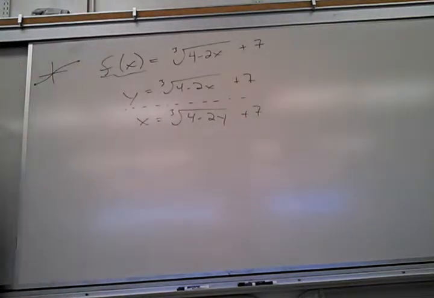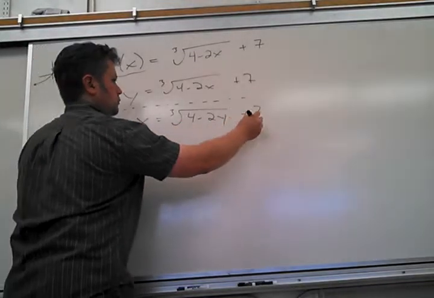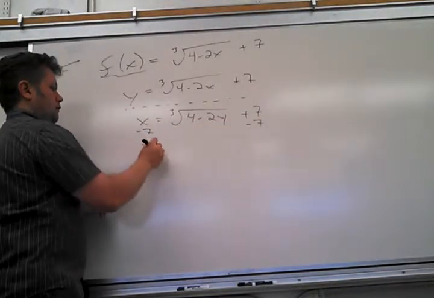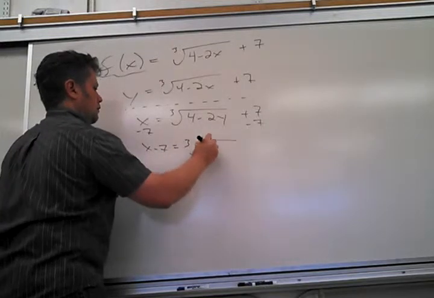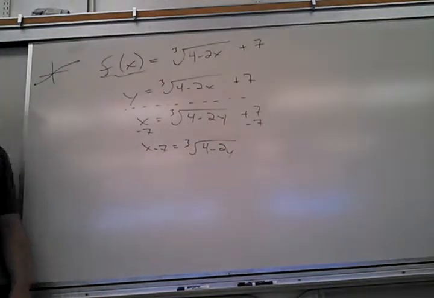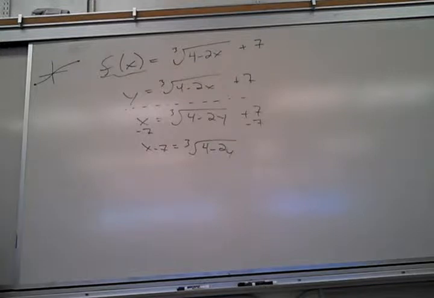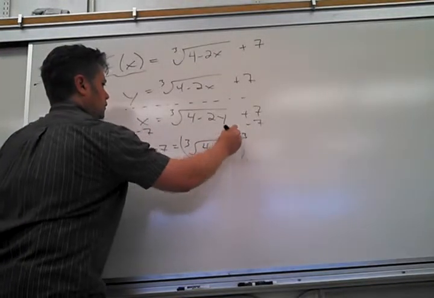I don't stop there, that's not good enough. I have to resolve for y. And look what happens in the process. How would I start to solve this for y? Subtract 7. Yeah, subtract 7. So just solve for y, get y by itself. Keep going. How do I solve for y? Cube it. Get that cube root out of the way. Cube it.